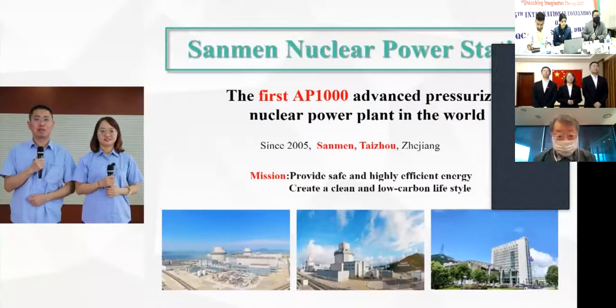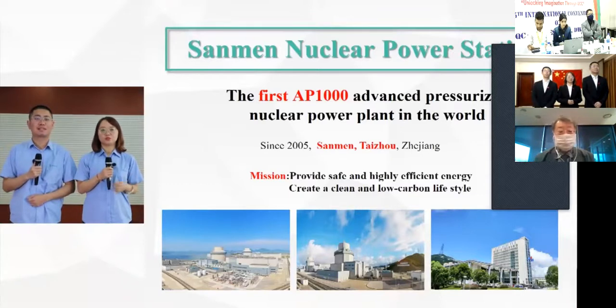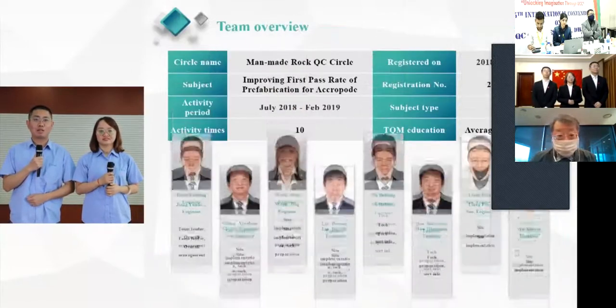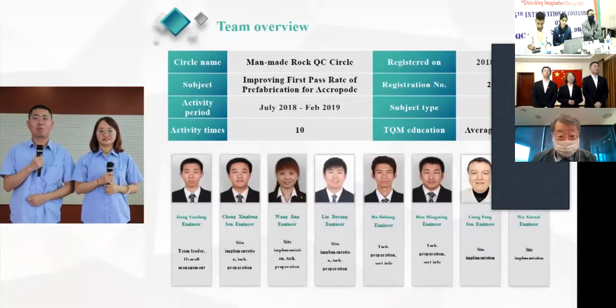Xiamen Nuclear Power Company was established in 2005. It runs the first AP1000 advanced pressurized nuclear power plant in the world. Our mission is to provide safe and highly efficient energy and create a clean and low-carbon lifestyle. Today, we are very pleased to present you with our project, improving the first pass rate of prefabricated coupled blocks.